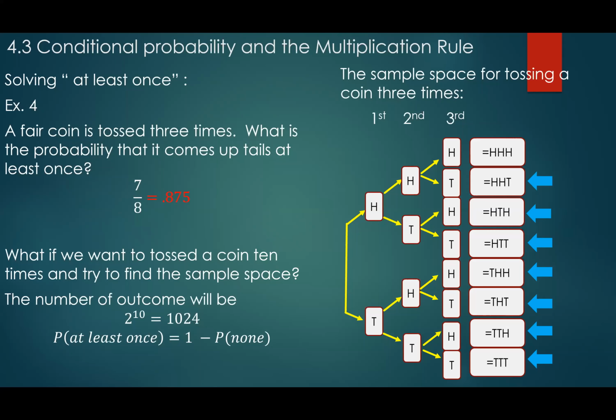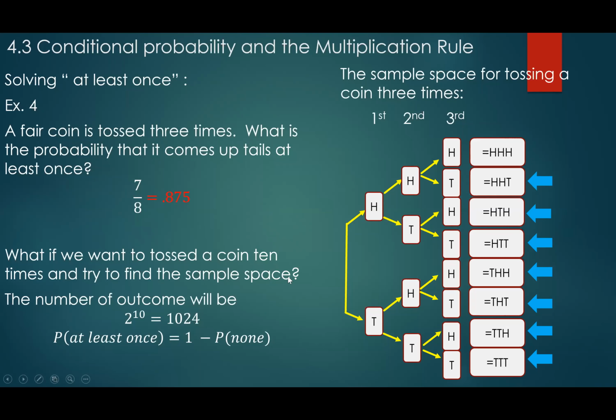Do you agree that the worst case scenario is I have none? I flip 3 times, none of the time comes out a tail. Or I flip 10 times, none of the time comes out a tail. So the probability of none is the worst case scenario, because I need at least one. Everybody see right here, this is the none part. None of the time the head, none of the time I have a tail, right?